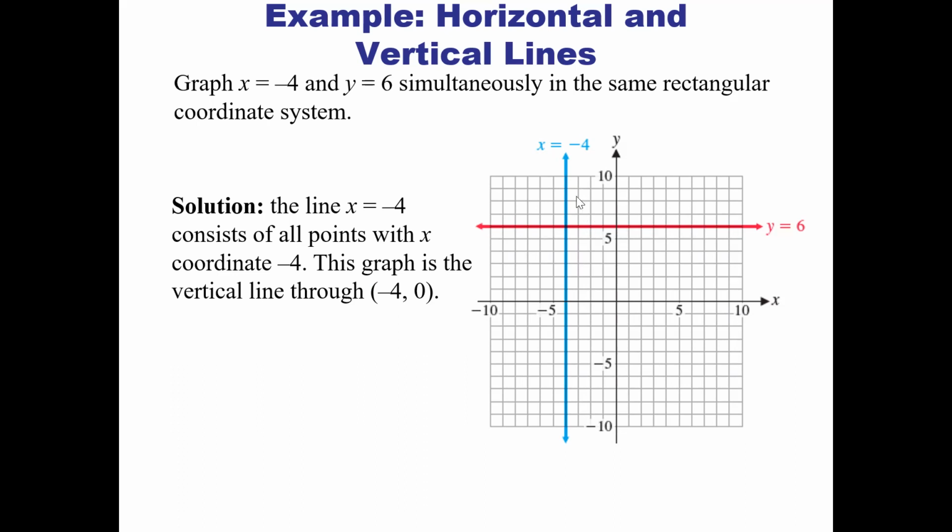All right. And so now what they basically want us to look at is where do they intersect? Well, they intersect at where? 1, 2, 3, 4, -4, and then up 6. So -4, 6 is going to be that intersection point.